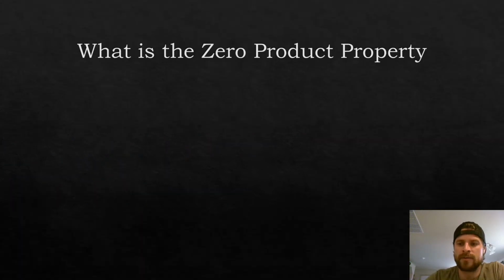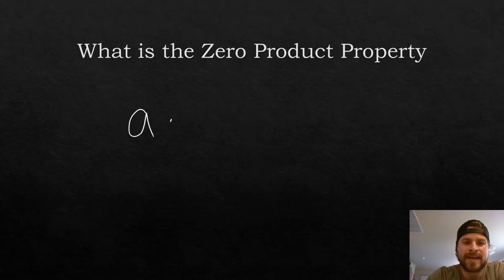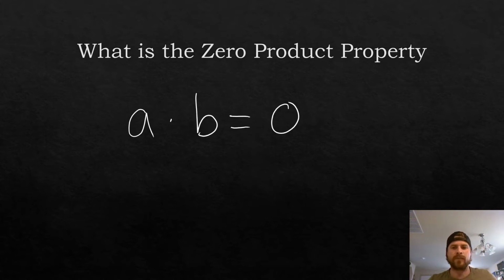First thing you need to realize is what the zero product property is. That is just A times B equals 0. The zero product property states that if you have one term times another term and your product is 0, you know that either the A or the B is a value of 0. One of the two has to be 0 to make this true.